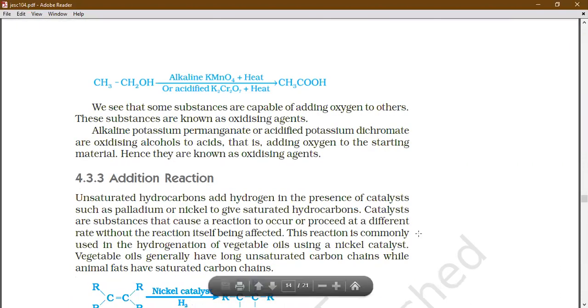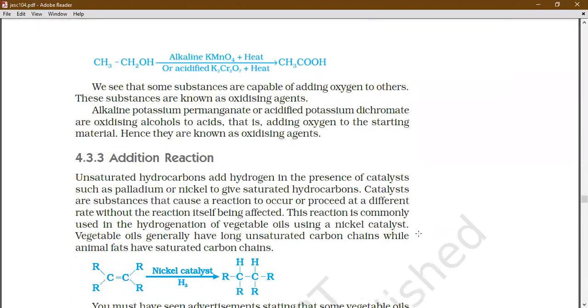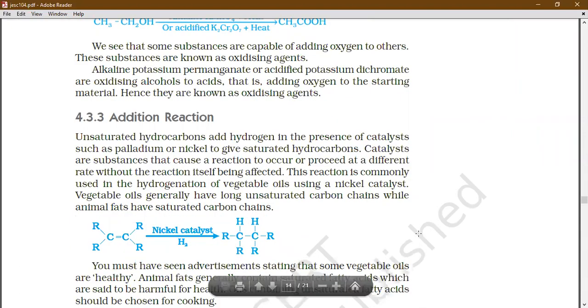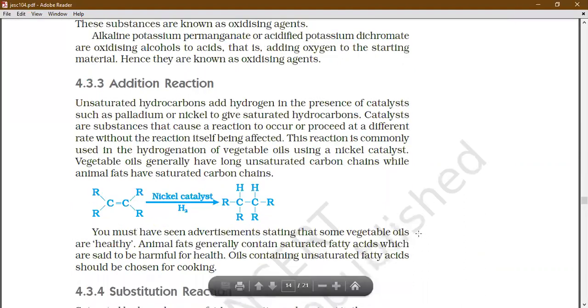We see that some substances are capable of adding oxygen to others. These substances are known as oxidizing agents. Alkaline potassium permanganate or acidified potassium dichromate are oxidizing alcohols to acids, that is, adding oxygen to the starting material. Hence, they are known as oxidizing agents. Addition reaction.